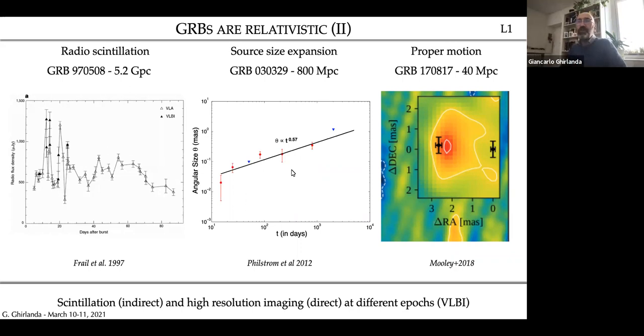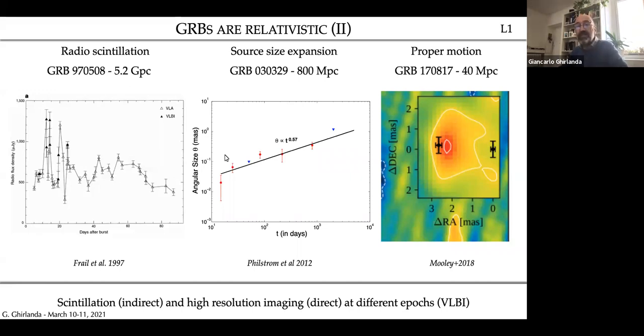Okay, so the proofs that GRBs are relativistic, direct or indirect, are coming from the radio band. The first one was an indirect one, the scintillation evidence, which is represented here. The radio light curve was highly variable up to about 20-25 days, and then it became quiet. This was interpreted as due to the source size before 20 days being smaller than the projected size of the scintillators, which are interstellar gas clouds along the line of sight. When the source becomes larger than the projected size of these clouds, the scintillation is suppressed. In this interpretation, it is possible to derive the speed at which the source expanded.